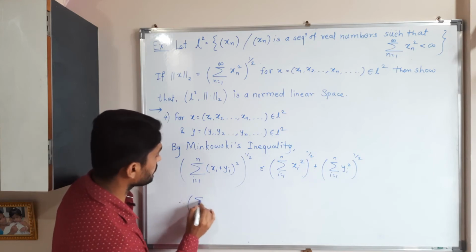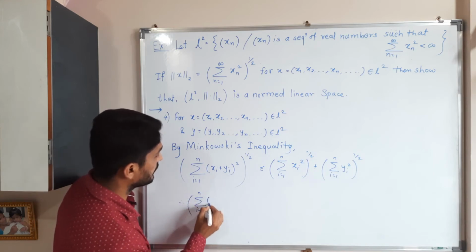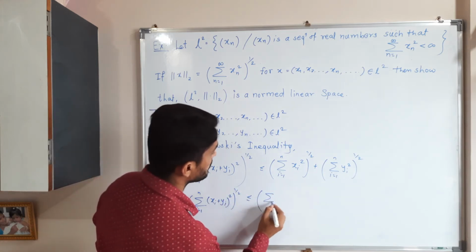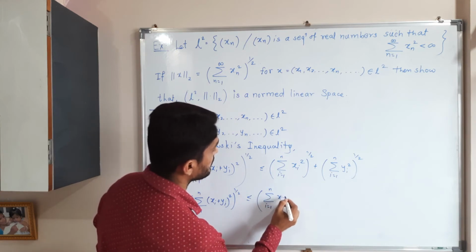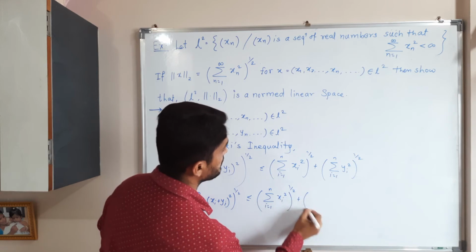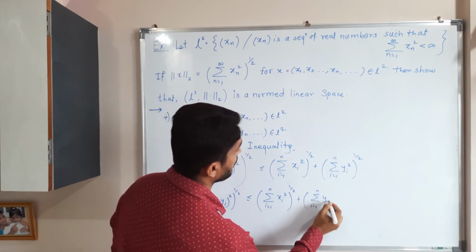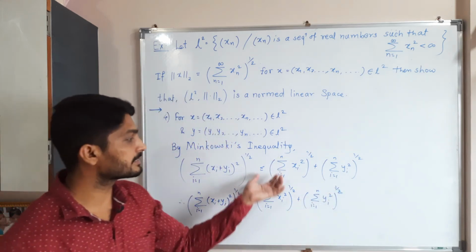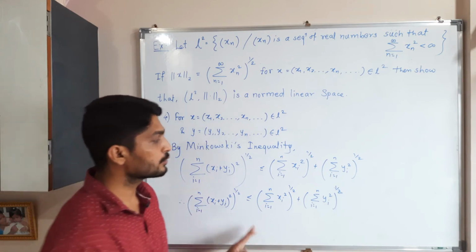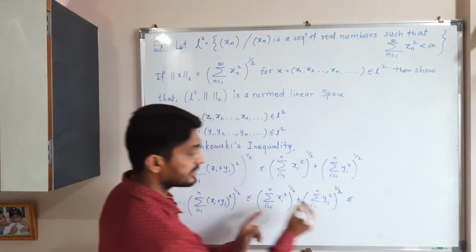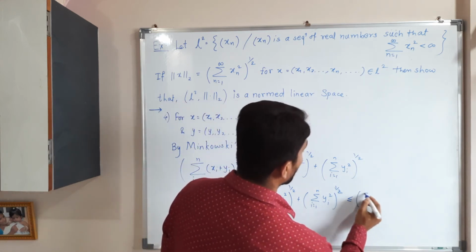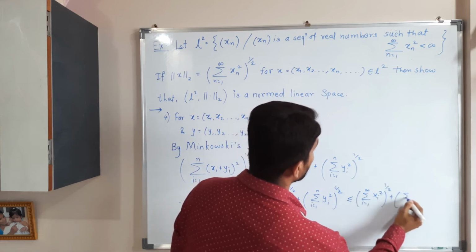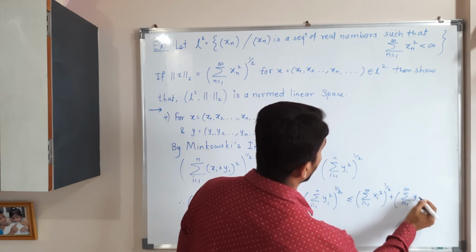Therefore, summation i running from 1 to n of (xi plus yi) square raised to 1 by 2 is less than or equal to summation i running from 1 to n of xi square raised to 1 by 2 plus summation i running from 1 to n of yi square raised to 1 by 2. Now you will think that I have copied the same step, nothing is different there. But see, a different thing I am going to write here. This is less than or equal to summation i running from 1 to infinity of xi square raised to 1 by 2 plus summation i running from 1 to infinity of yi square raised to 1 by 2.